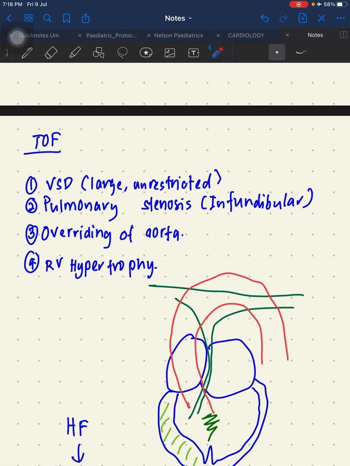Okay, good evening. Today I'm going to talk about tetralogy of Fallot. So the tetra refers to four, therefore it has four features. First, ventricular septal defect. The ventricular septal defect is usually large and unrestricted.